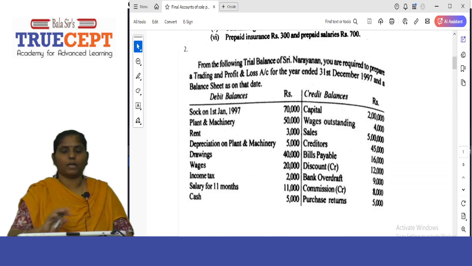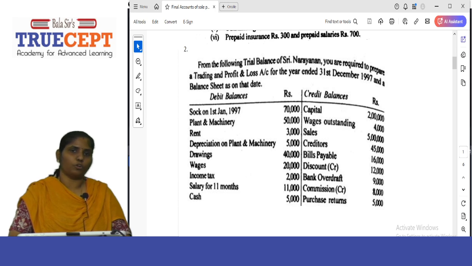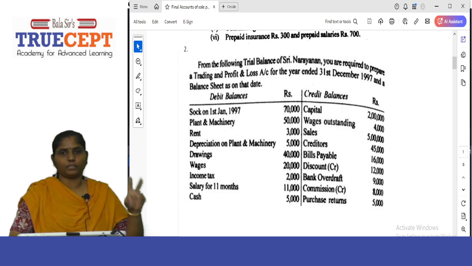So today we'll continue with our final accounts chapter, unit number 1, where we are preparing for trading companies with adjustments: trading account, profit and loss account and balance sheet. We practiced 2 sums last class, the extra sums handout. The same handout is provided to you. In that, sum number 2 we are going to solve now, the handout sum number 2 that reads Sri Narayanan.